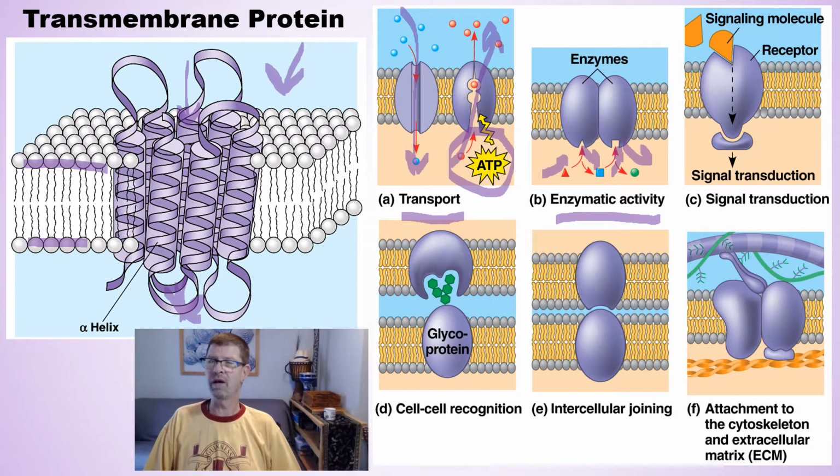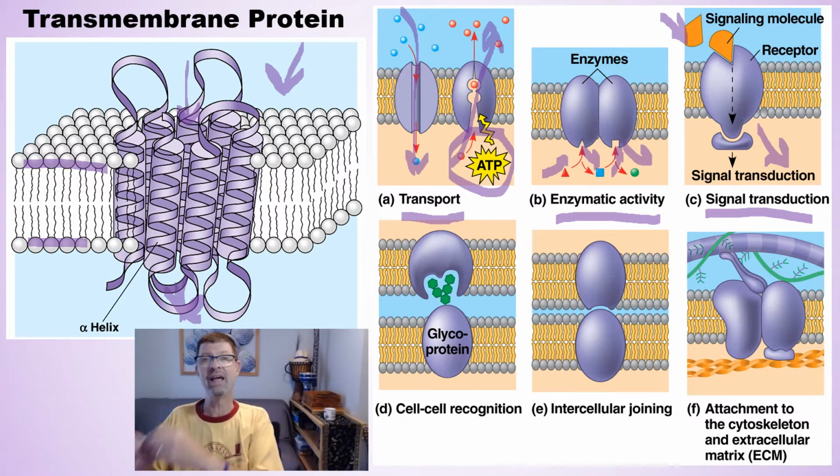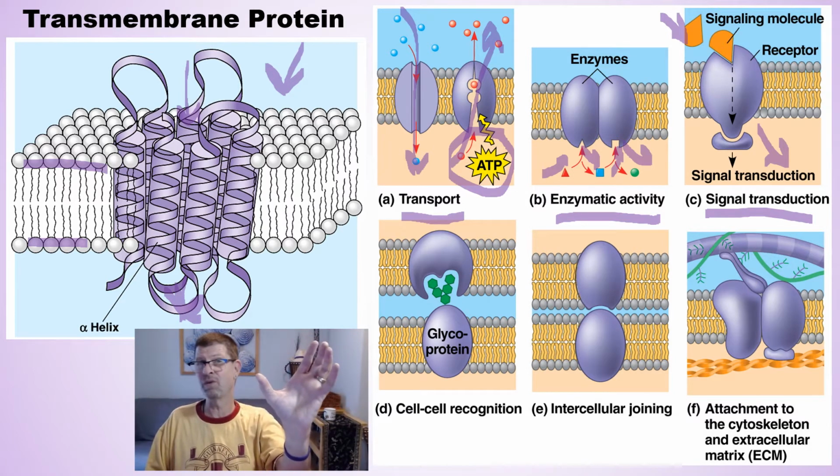Then we have a signal transduction function, where some chemical is bumping into the protein on the outside of the cell, and it is causing a reaction that starts a series of activities inside the cell. And the activities usually involve the DNA and making new proteins. So it's taking some information about what's going on outside and saying, oh, we better do something about this. And so we call that signal transduction.